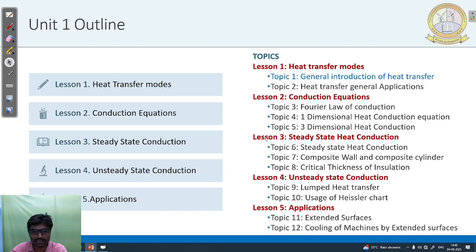In lesson 3 we are going to see steady state heat conduction. We will see topics on steady state heat conduction, composite wall and composite cylinder, and critical thickness of insulation. Lesson 4 covers unsteady state heat conduction. In that we will cover 2 topics, the lumped heat transfer and usage of the Heisler chart. Lesson 5 goes on to applications. There we will see extended surfaces applications and cooling of machines by extended surfaces. We will also try to solve some problems related to these concepts.